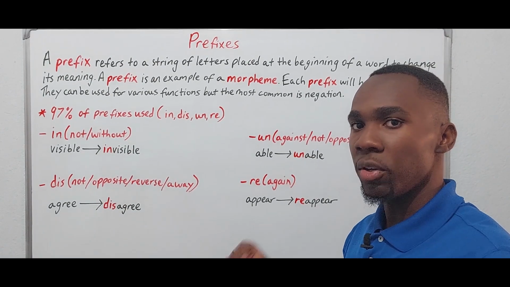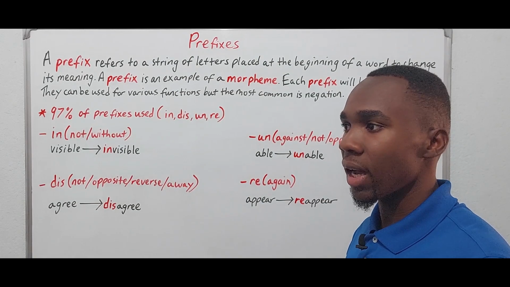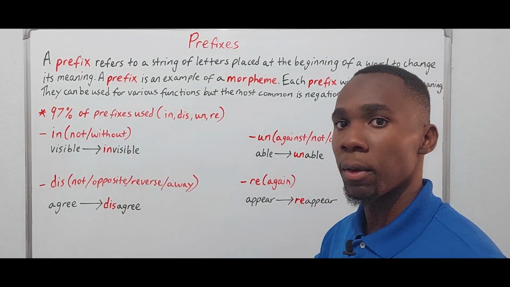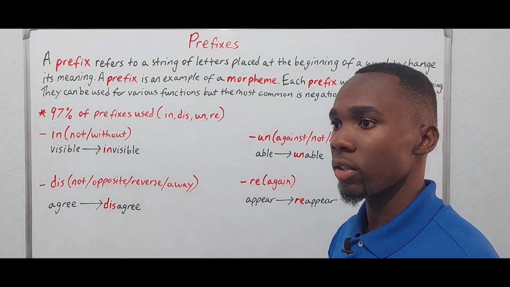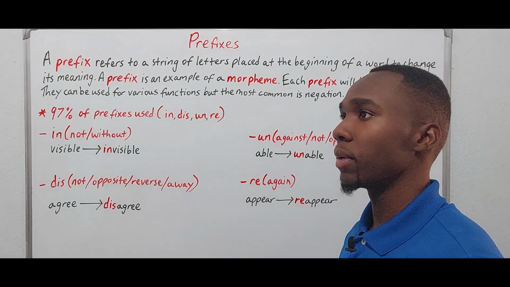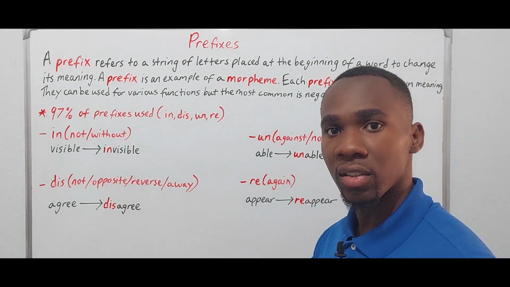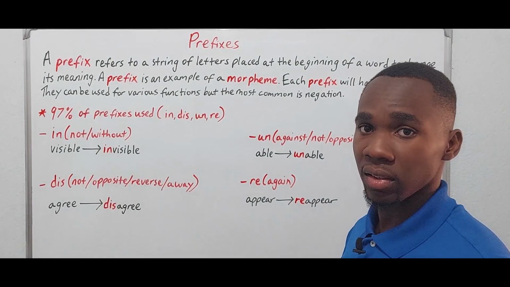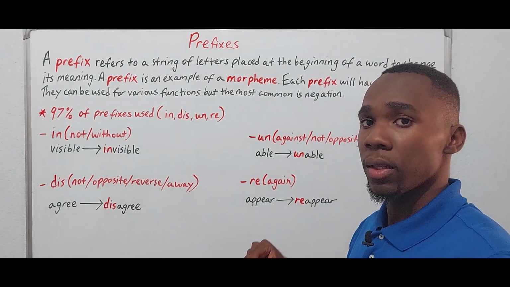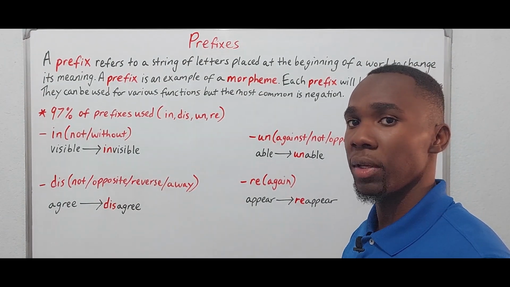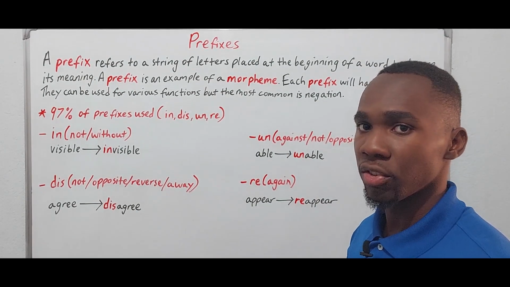Every prefix will have its own meaning, which means that every prefix will be used for a specific purpose. Some can be used to create an opposite. Some can be used to indicate something has been reversed. There are lots of prefixes. I don't even know all of them. In fact, in the description for this video, there will be a PDF where you can see some common prefixes that are used in English.